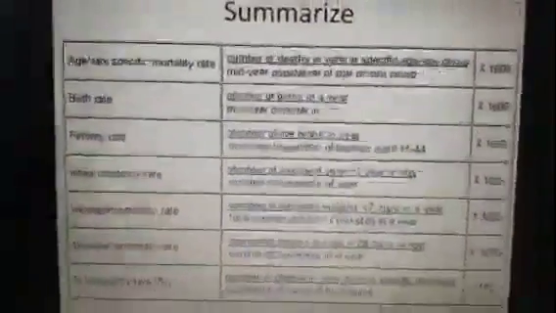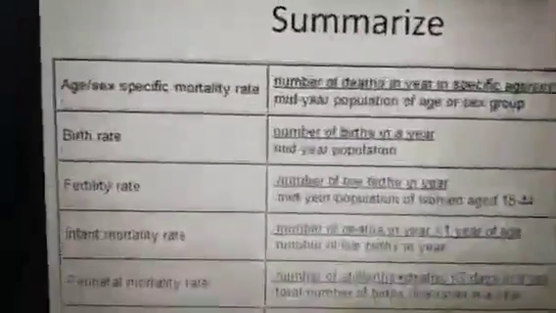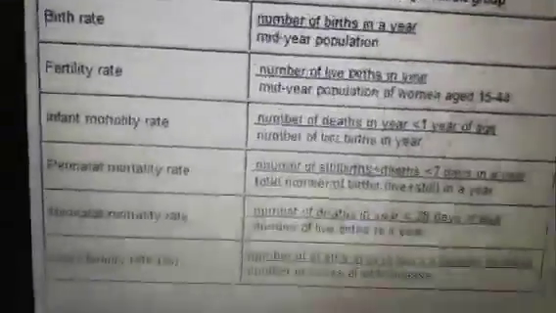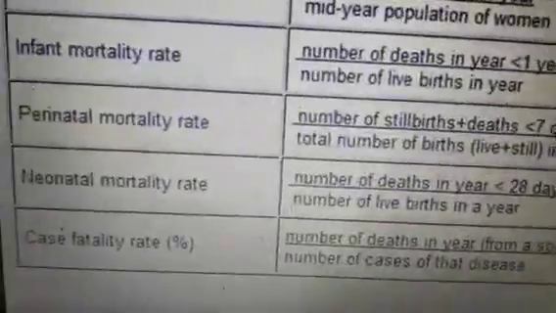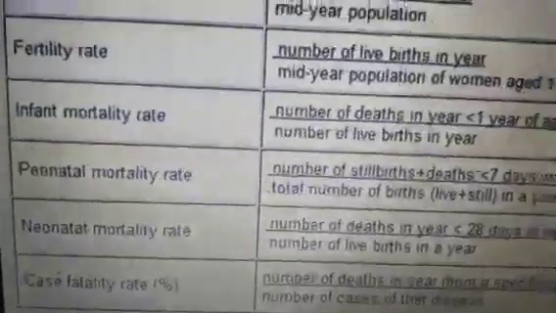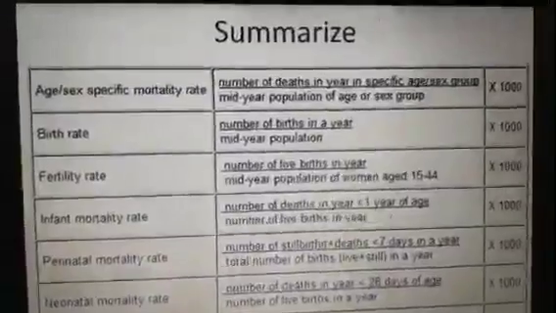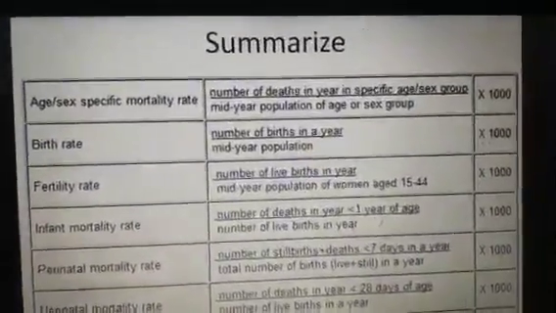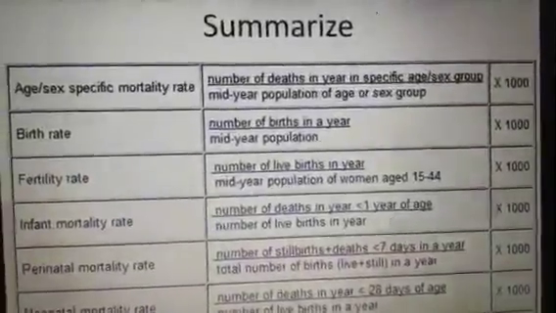And this is the summary which I will send you, dear students, a summary of the whole rates: age-specific mortality rate, birth rate, fertility rate, infant mortality rate, perinatal mortality rate, neonatal mortality rate, and case fatality rate. Through this, you can prepare separate notes on the measurement of mortality. Thank you very much. Take care.